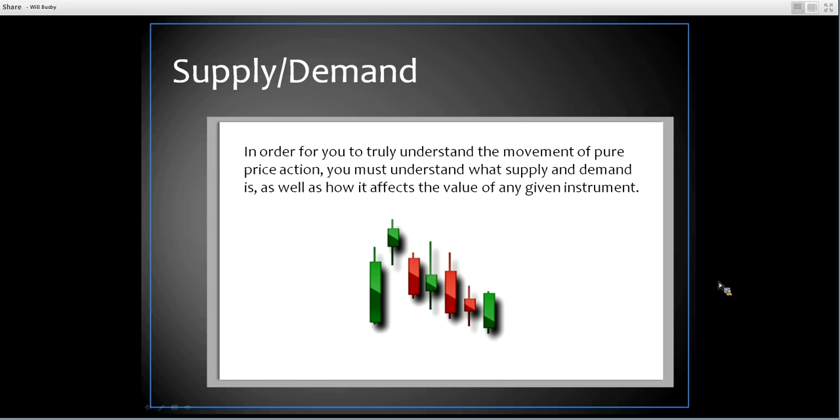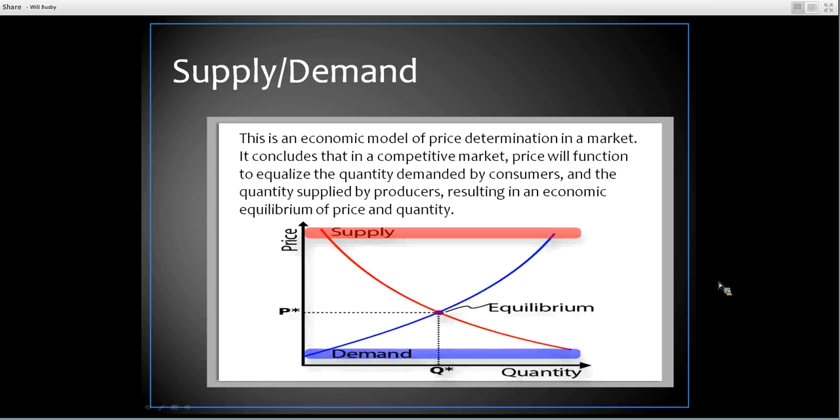So we talk about what is supply and demand, and again, just bear with me through these slides. I promise you we'll have some fun. Supply and demand is nothing more than an economic model of price determination in any given market. It concludes that in a competitive market, price will function to equalize the quantity demanded by consumers and the quantity supplied by producers. This is going to result in an economic equilibrium of both price and quantity.